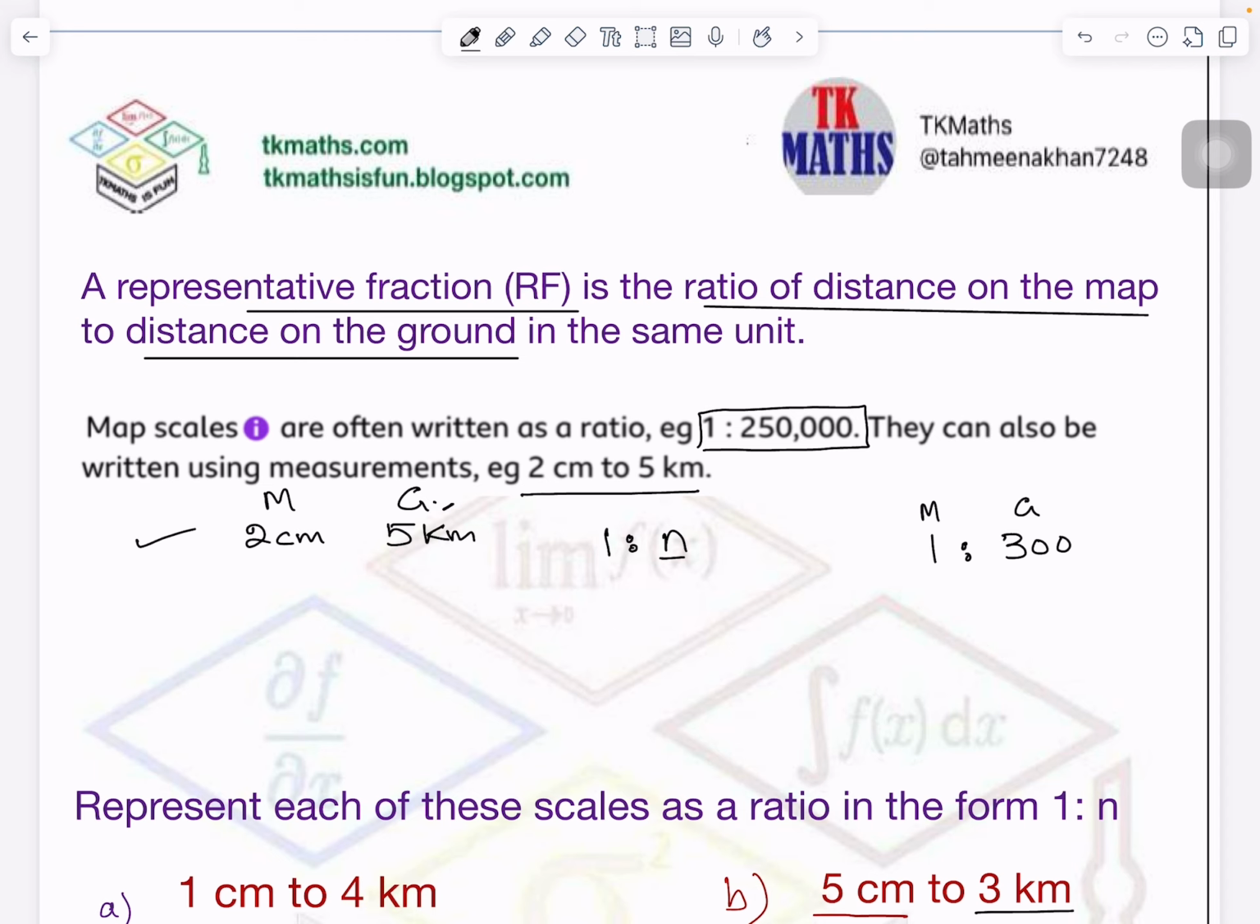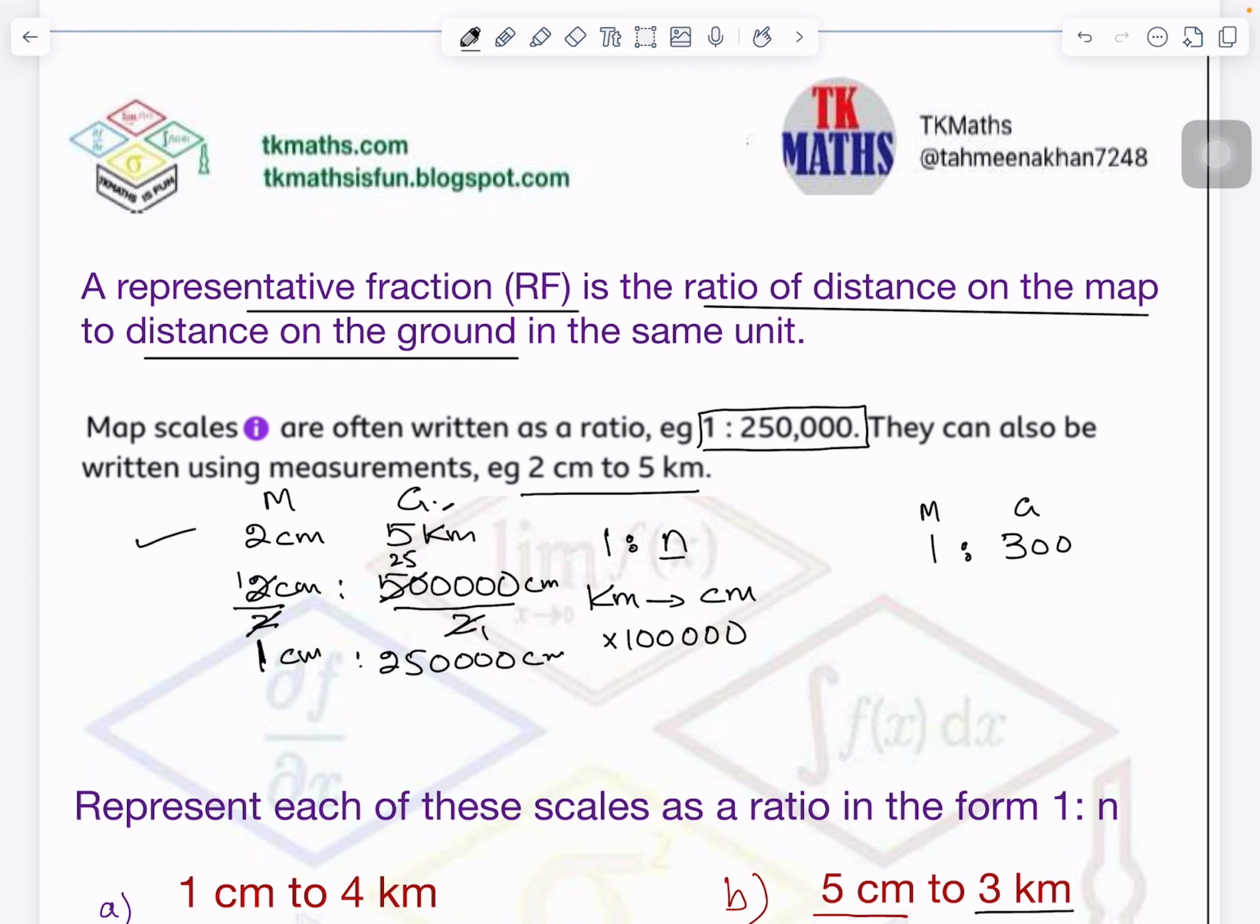And for that you should know the conversion, how to convert kilometer into centimeter. We know when we change kilometer into centimeter, we need to multiply by 100,000. So if you multiply 5 by 100,000, it will become 500,000. So now 2 centimeter is equivalent to 500,000 centimeter. But if I say change it into representative fraction, it means I want 1 here. So what should I do? Absolutely right. I should divide both sides by 2. So 2 divided by 2 is 1 centimeter, and here 500,000 divided by 2 is 250,000. So this is the representative fraction.